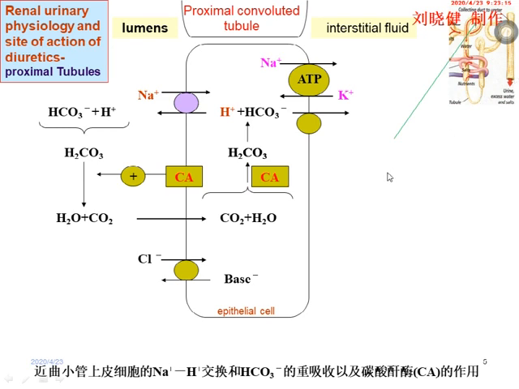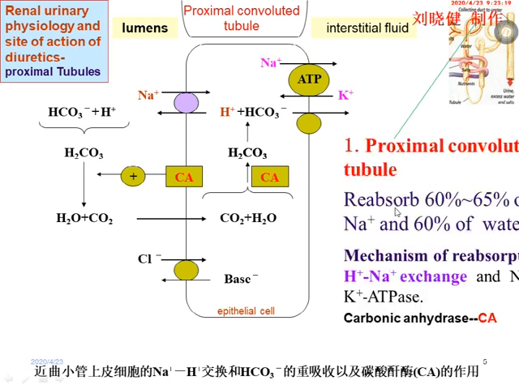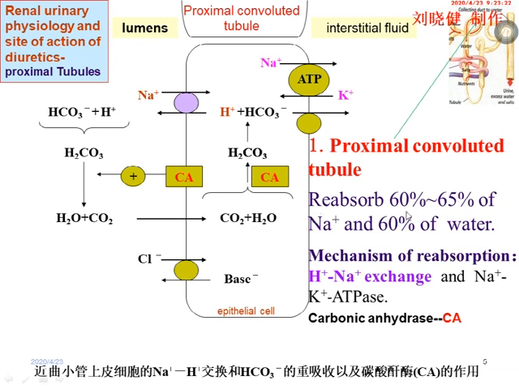Now look at the function of the proximal convoluted tubule. Here, it reabsorbs 60 to 65% of sodium ions and 60% of water. The mechanism of reabsorption in this segment depends on hydrogen-sodium exchange and sodium-potassium ATPase. Now look at this figure. This shows the epithelial cells of the tubule, this is the interstitial fluid, and this is the lumen of the tubule. So the direction of reabsorption is from the lumen to the interstitial fluid through epithelial cells.